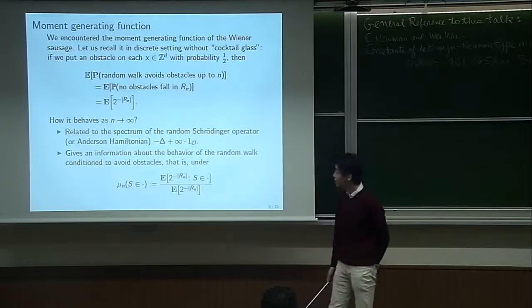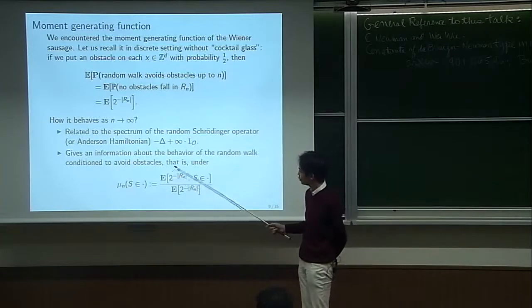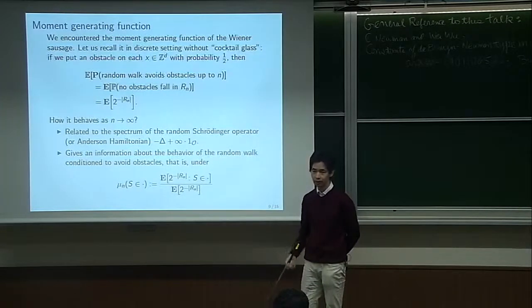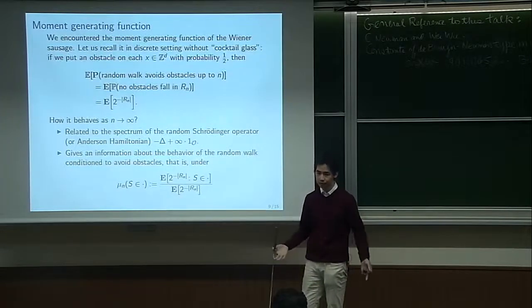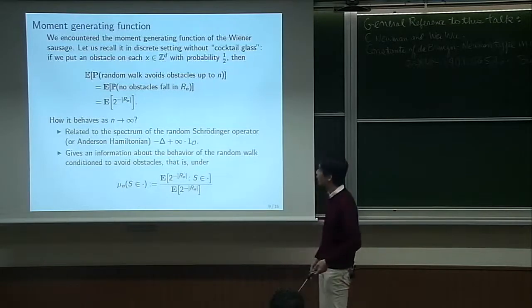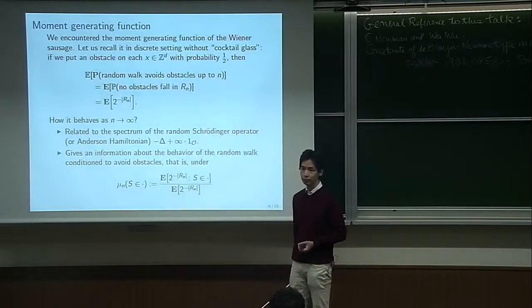This requires some prerequisites. Instead, I am interested in a more probabilistic problem, which is the behavior of the random walk conditioned to avoid randomly located obstacles. There are obstacles, and once the random walk hits one, it will be killed. And I condition the random walk to avoid all of them, and I want to know how that affects the behavior of the random walk. Then, in that respect, this is nothing but the survival probability for the random walk up to time n.